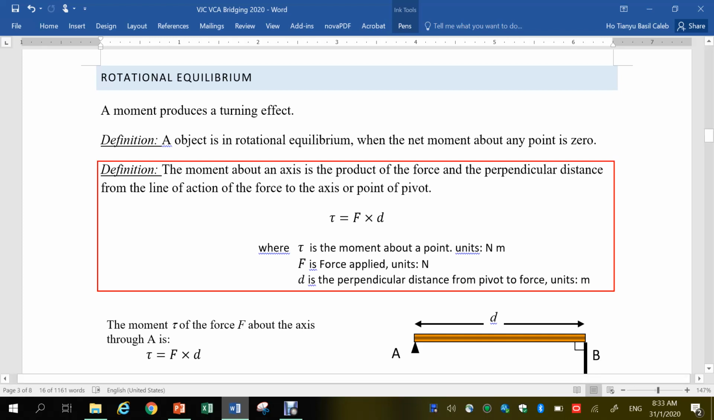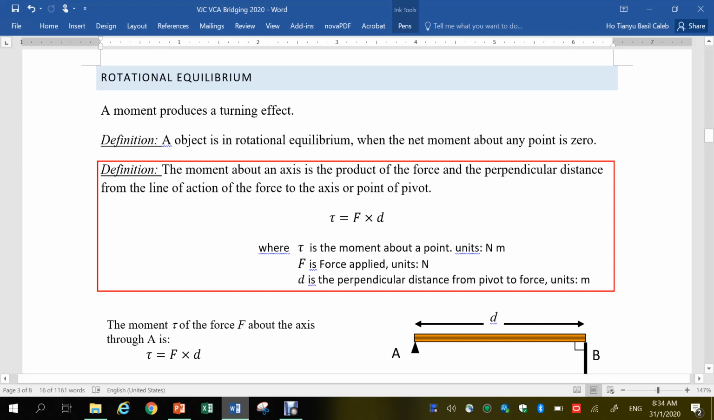Right. Let's now look at rotational equilibrium. One of the first things that we know is that if you have a moment, it produces a turning effect. So an object that's in rotational equilibrium, the net moment about any point is zero. Right? How do we then define a moment?